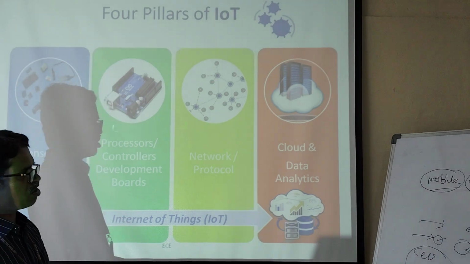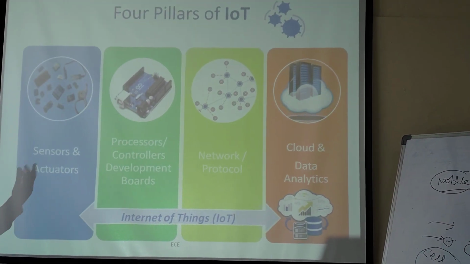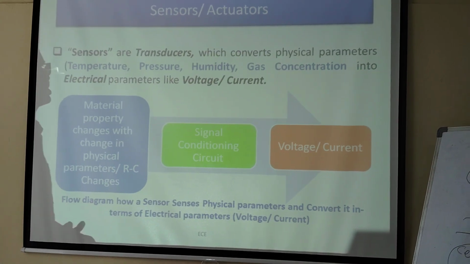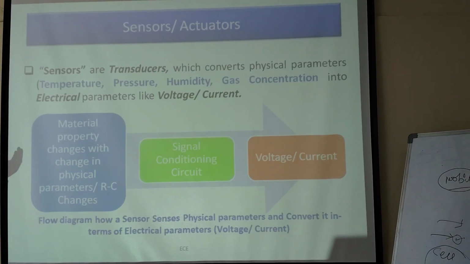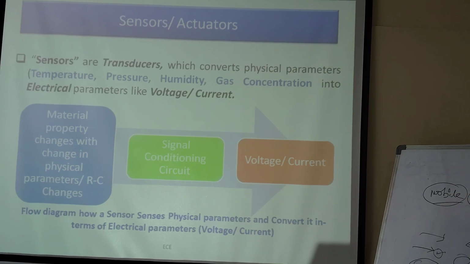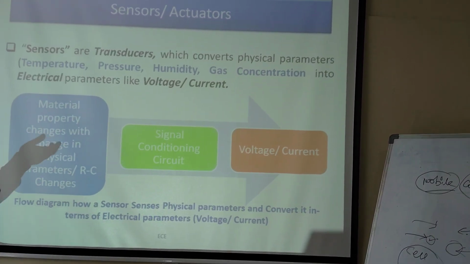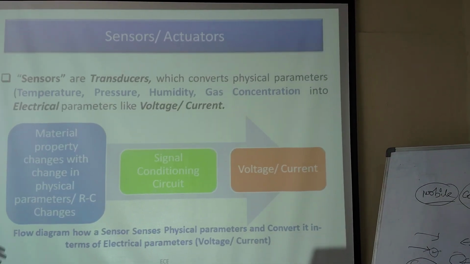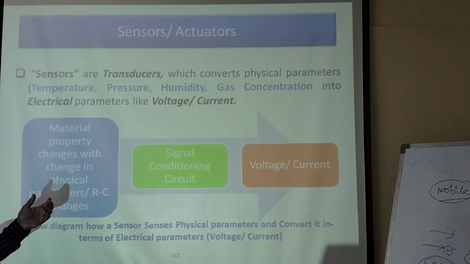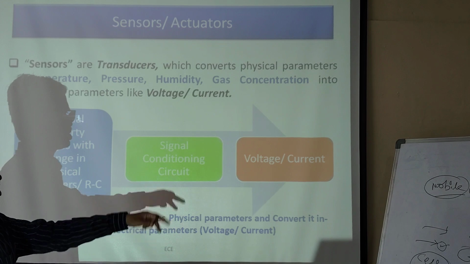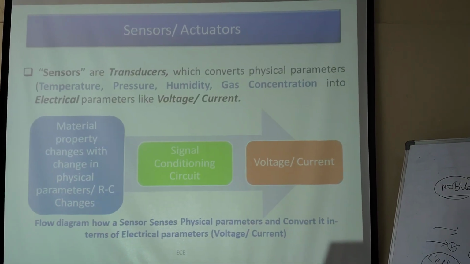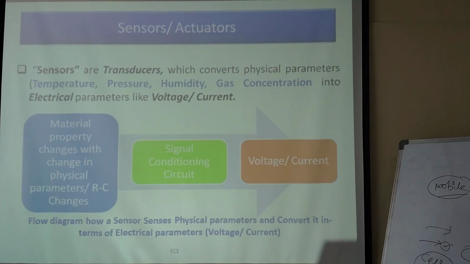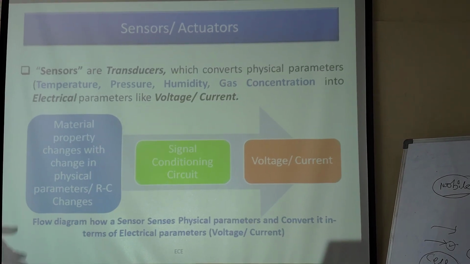Data analytics is also a big sector that has come in for analyzing the data. Next. Sensors, as the name says, are something which converts a physical parameter into an electrical parameter. Sensors can be of different kinds, like pressure, humidity, gas. Apart from sensing the information, we need to convert it into proper equivalent values using a signal conditioning circuit, and then convert it into voltage and current for monitoring. This diagram shows how a sensor senses physical parameters and converts them into electrical parameters, which are used for controlling.